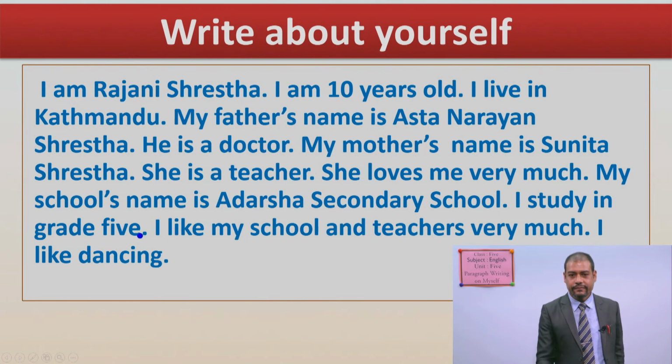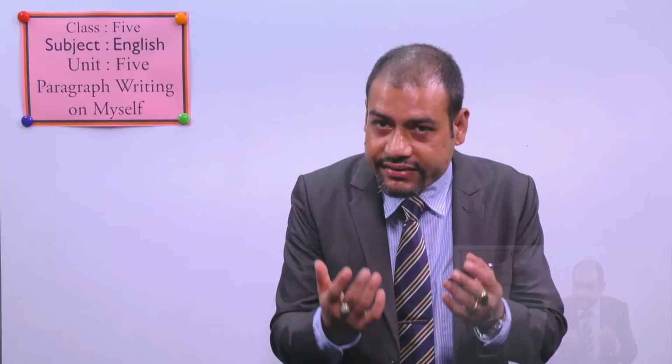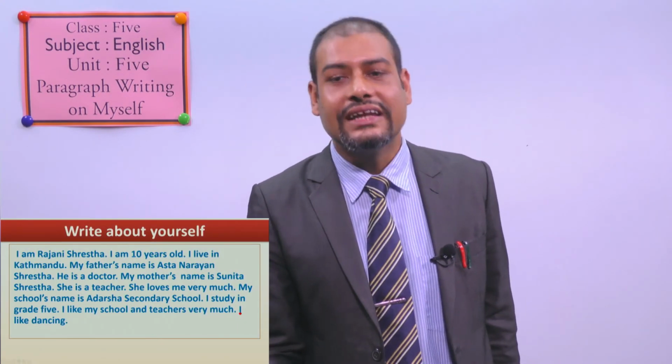Okay. Then you can write down what you like. See, Rajani Shrestha likes, I like my school and teachers very much. So what you like, you can write down here. Okay. Then again she has written down I like dancing. So what you like to do? If you like singing, you can write down I like singing, or I like to sing. You can write down I like playing, or you can write down I like traveling. Okay, so you can write down your likes.